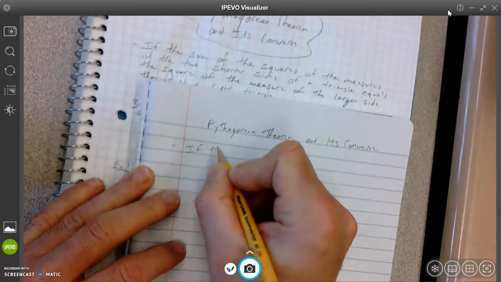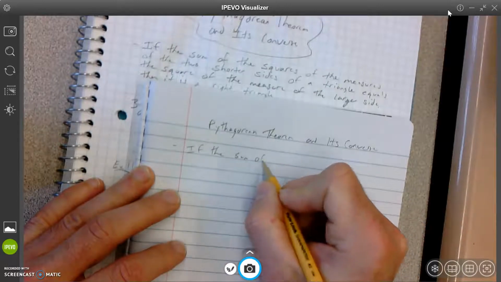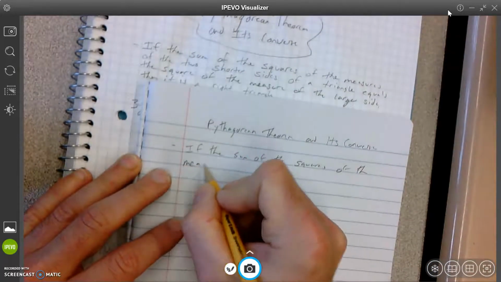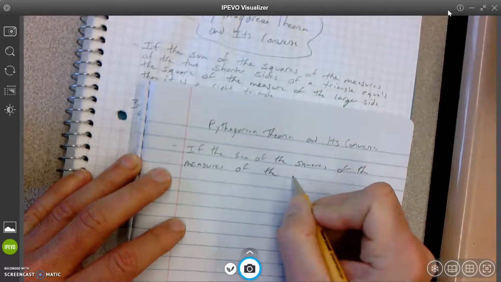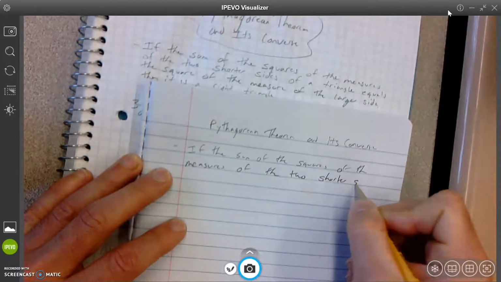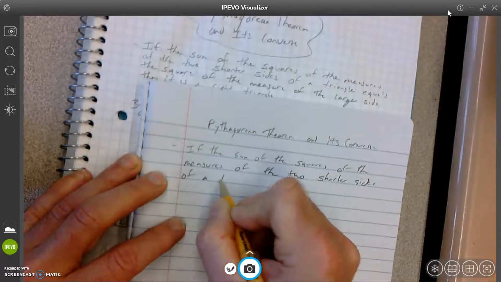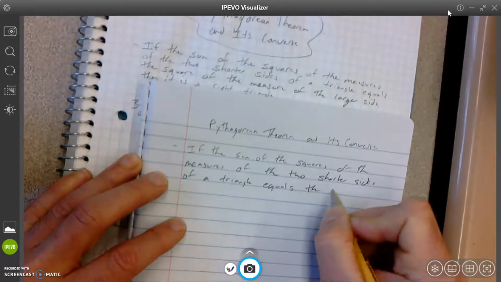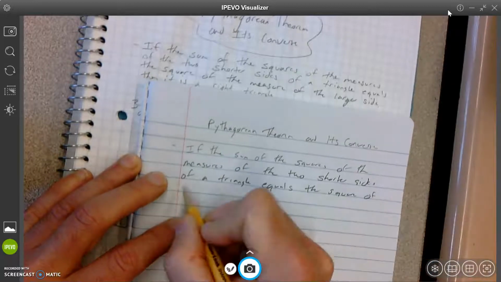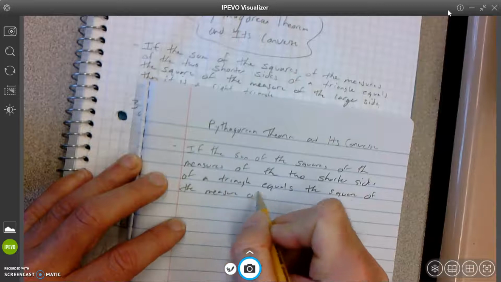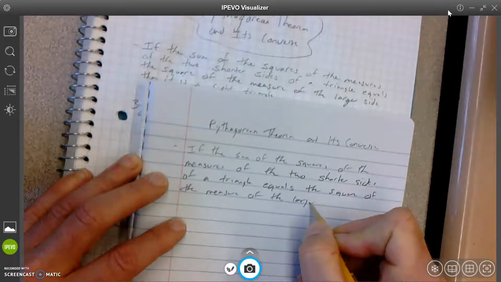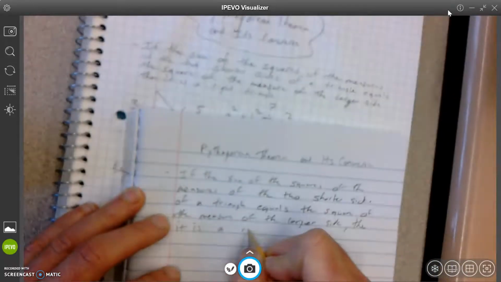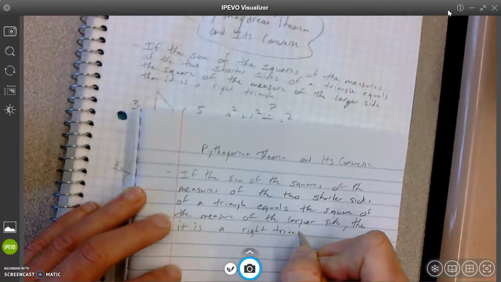Okay? So I'm going to copy it down and understand at the same time. If the sum of the squares of the measures of the 2 shorter sides of a triangle, okay, equals the square of the measure of the larger side, then it is a right triangle. Okay, what the hell is that?